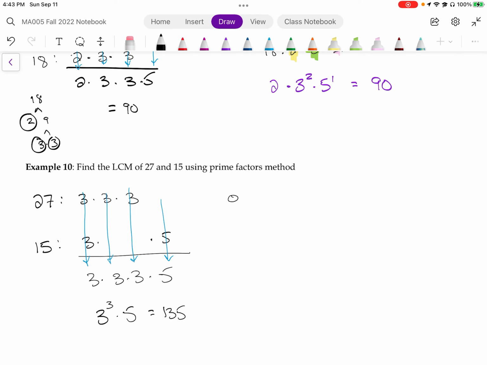All right, the other method, the one I use with exponents that I prefer, is 3 cubed, that's 27. And if you use a factor tree, you'll see it's 3 cubed. And 15 is 3 to the 1 times 5 to the 1. Well, I don't have a 5 here, so let's choose the highest for the 3's and the highest for the 5's. The highest for the 3's is going to be 3 cubed, and I'm talking about the highest degree, the highest exponent. And the highest for the 5's, well, there isn't one for 27, so it's 5 to the 1. So again, we get 135.